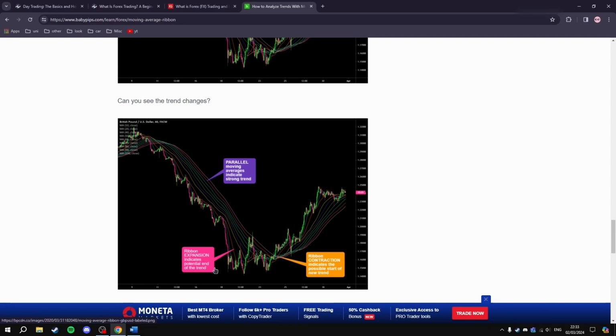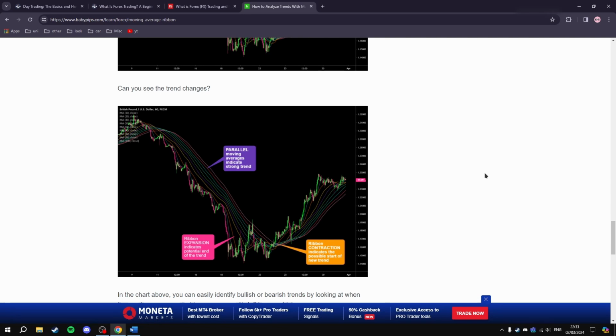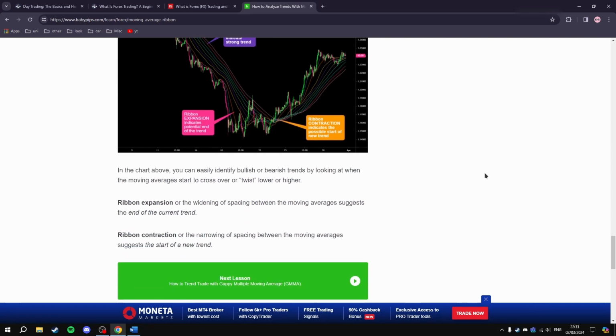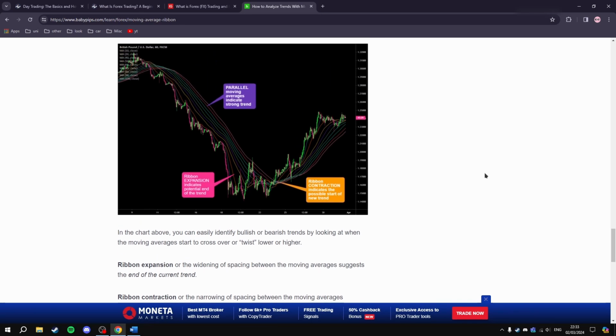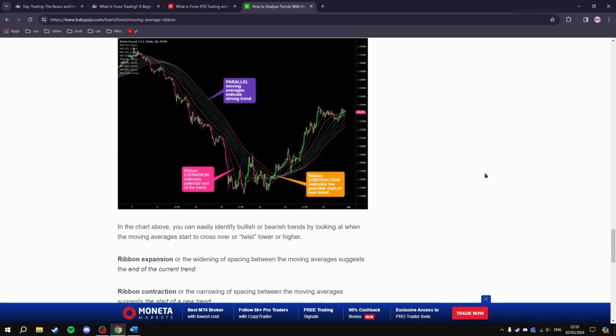Ribbon expansion indicates the potential end of the trend, so we can see the spacing between them starting to grow further apart. Ribbon contraction indicates a possible start of a new trend, so they all come back closer together again, and then this is a downtrend, this is an uptrend, so the new trend has started. In the chart above, you can easily identify bullish or bearish trends by looking at when the moving averages start to cross over or twist lower or higher.